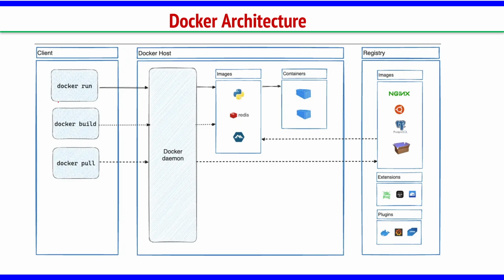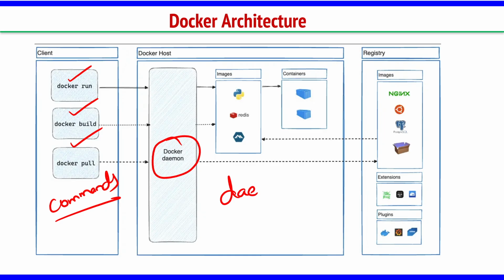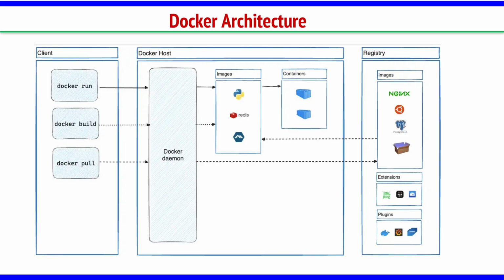From the client, I can run some commands, I can say docker run, docker build, docker pull. Client could be anyone, you or me, anybody who is working with Docker. This is the Docker host or the Docker server, where there is a Docker daemon. What is a daemon? A daemon is a backend process. In operating systems we studied about daemons.